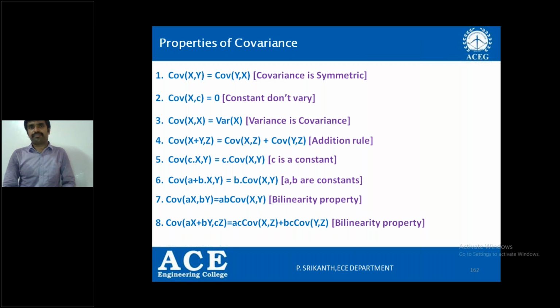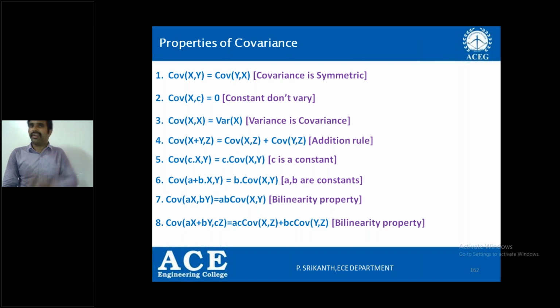You can prove them by taking the general definition of covariance, right? So no need to worry about the proof. You can simply prove them by taking the general formula of covariance, that is covariance of x comma y equal to expectation of x minus x bar into y minus y bar, right?